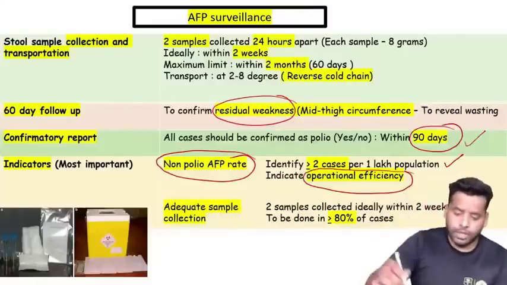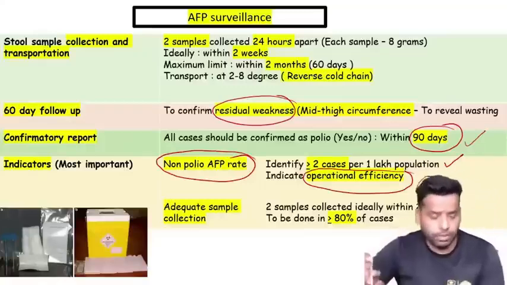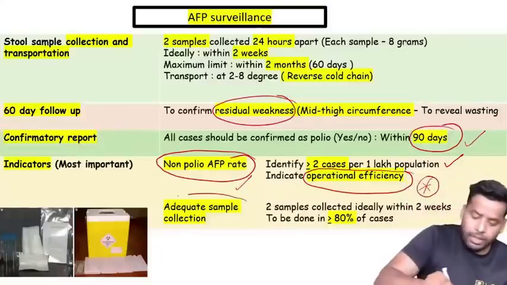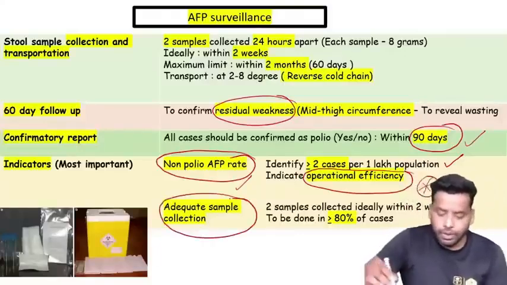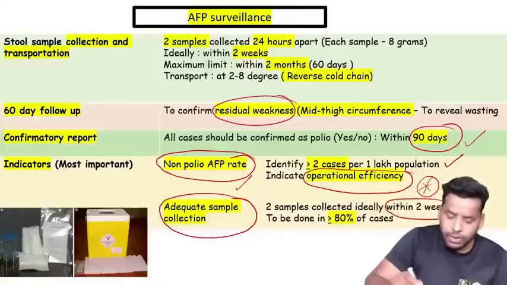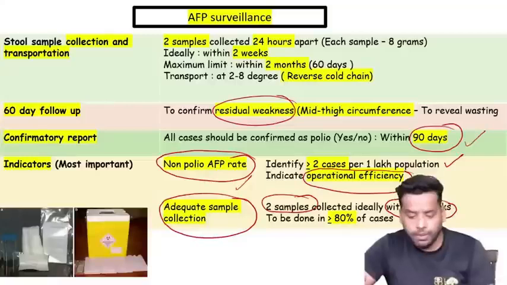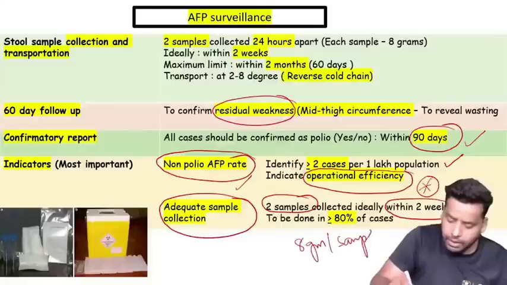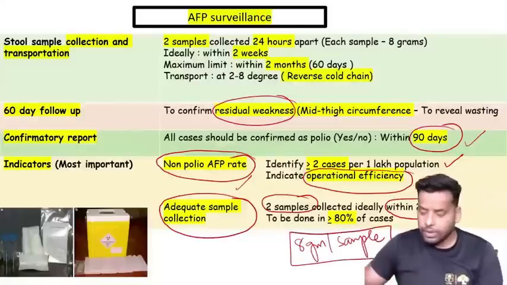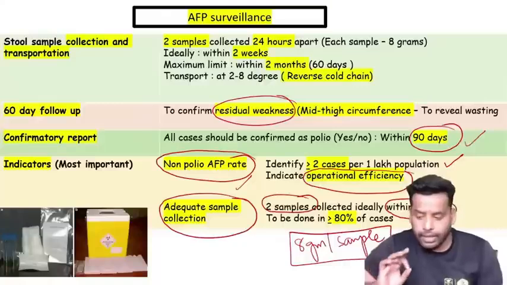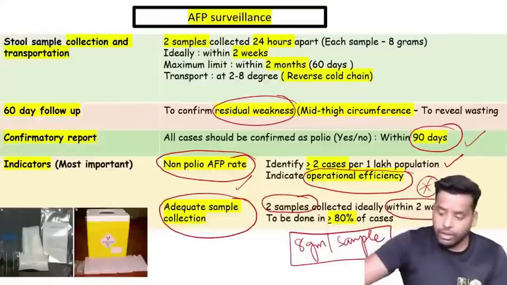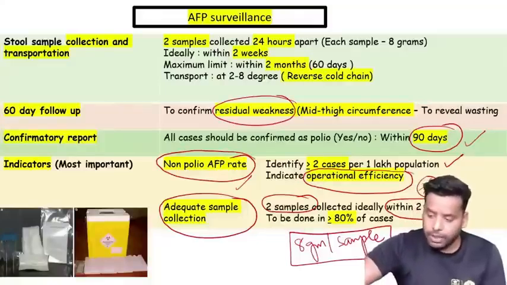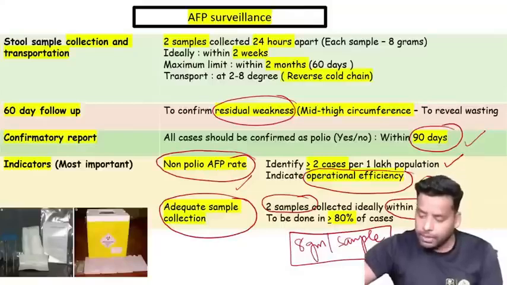To show operational efficiency, what indicator is used? Non-polio AFP rate. Remember this word. Adequate sample collection should be done within how many weeks? What is the definition of an adequate sample? 8 gram per sample, collected within 2 weeks. Remember the words properly.